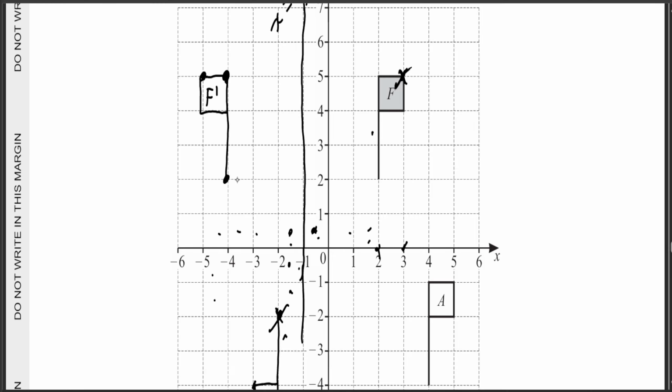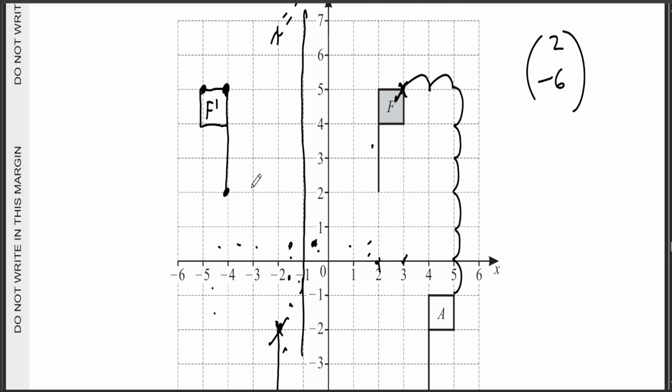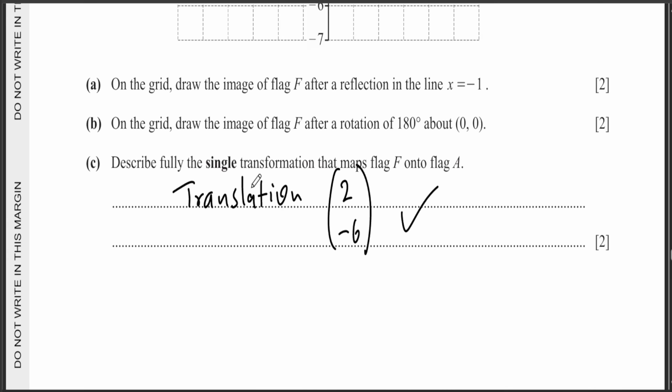So you're going once here, 1, 2, that is 2. Then how many times down? 1, 2, 3, 4, 5, and 6. So you're going 6 down. So there should be a translation, so it's going to be a translation of 2 and negative 6. Okay, that is that. So I think I've drawn it and we've shown everything now. Let's go to the other question.